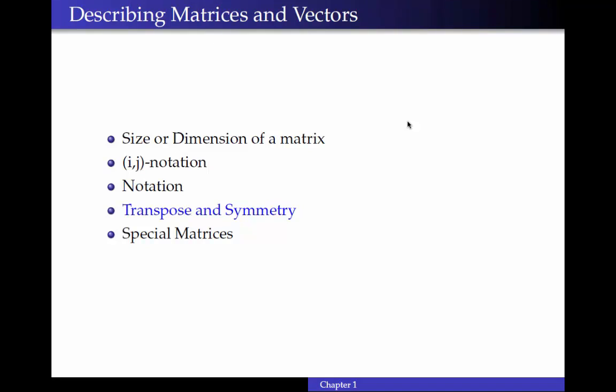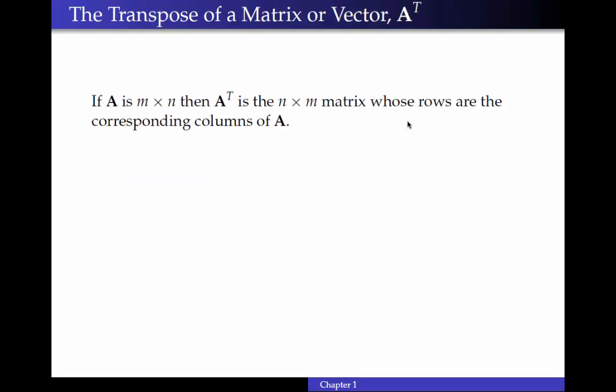Welcome back. The next thing we're going to talk about is the matrix transpose and the concept of symmetry. The transpose of a matrix is just another matrix whose rows are the corresponding columns of A. So if A is m by n, then A transpose will be n by m.